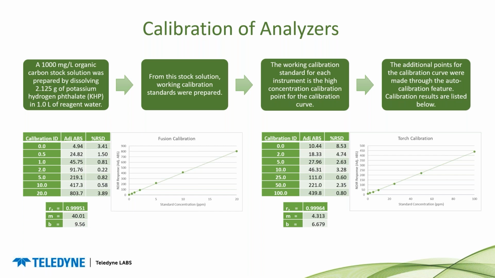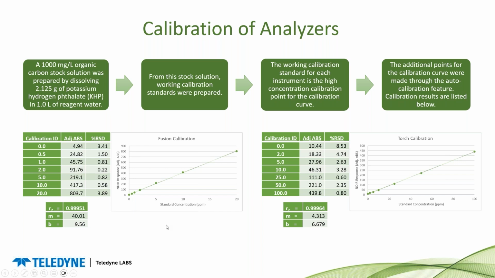The additional points for each calibration were made through the auto calibration feature, in which the working standard is used to make other points in the calibration curve by automated serial dilutions. So through the syringe pumper, in the dilution, it can take from the one standard, create all the points for a calibration automatically.